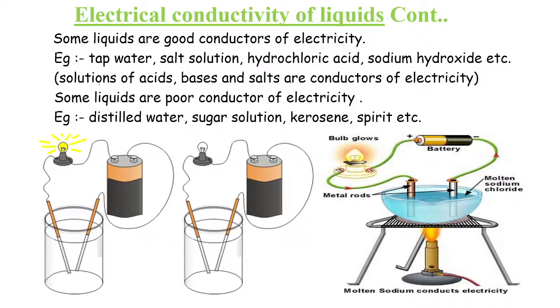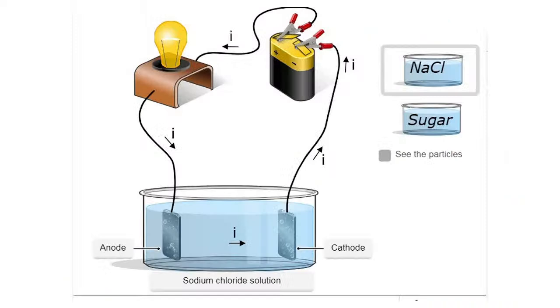Examples of good conductors among liquids: tap water, salt solution, acids and bases. Sodium hydroxide is a base, hydrochloric acid is an acid. So all these solutions of acids, bases and salts are good conductors of electricity. Poor conductors are distilled water, which does not contain any dissolved salt, sugar solution, kerosene, spirit, oil and alcohol. All these are poor conductors of electricity.